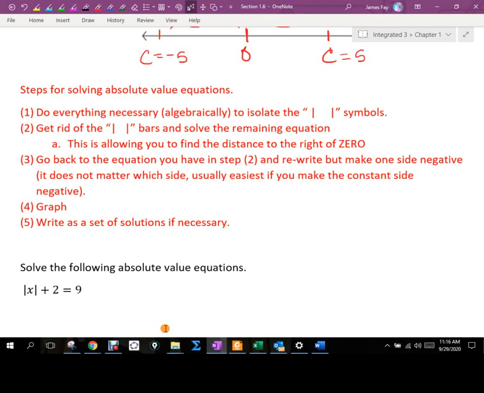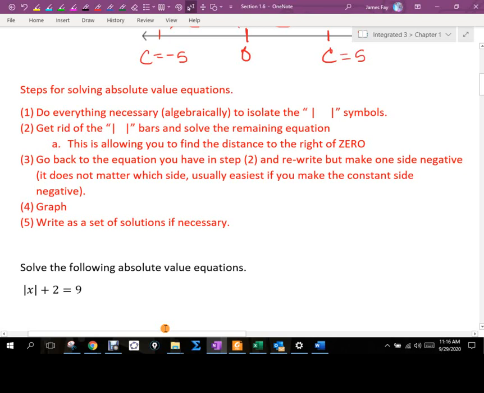Step 2 says get rid of the absolute value bars and solve the remaining equation. It says this is allowing you to find the distance to the right of 0, okay? But that's only one answer. So the way we get our second answer is we go back to the equation you have in step 2, you rewrite it, but then you make one side negative.